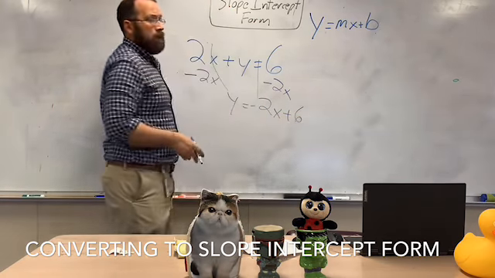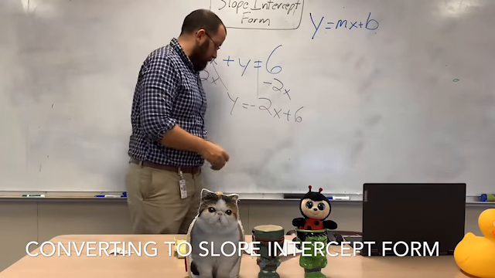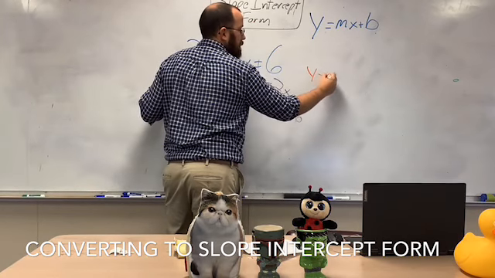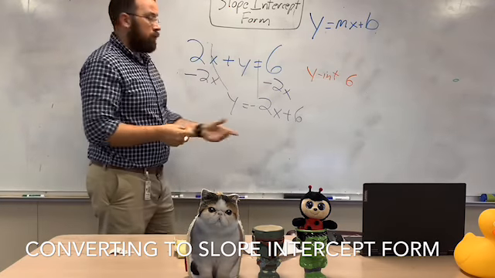Now it is in slope-intercept form, and now I can graph it because I know where my y-intercept is, which in this case is 6. And then you know what your slope is.